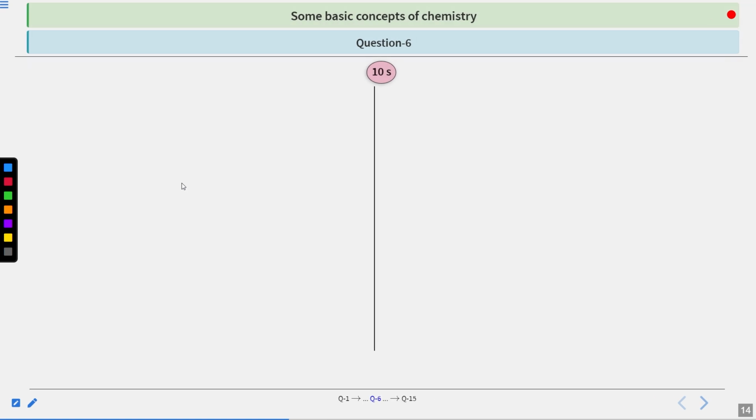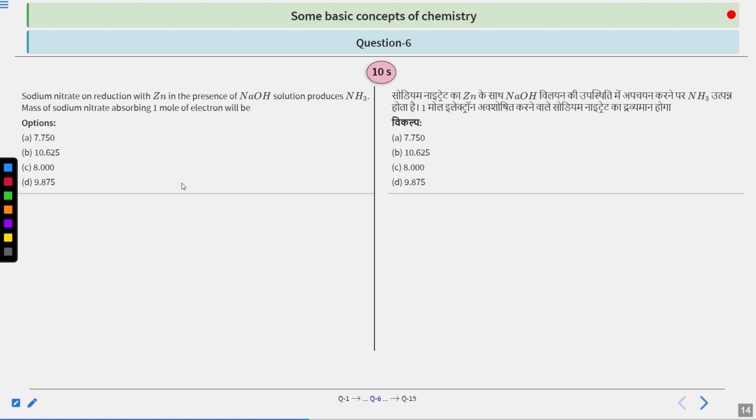Moving on to the next question. Question number 6. Question number 6 says that sodium nitrate on reduction with Zn in the presence of NaOH solution produces NH3. The mass of sodium nitrate absorbing 1 mole of electron will be, options are A 7.750, B 10.625, C 8.000, D 9.875. So you have 10 seconds to solve this question. Your time starts now.